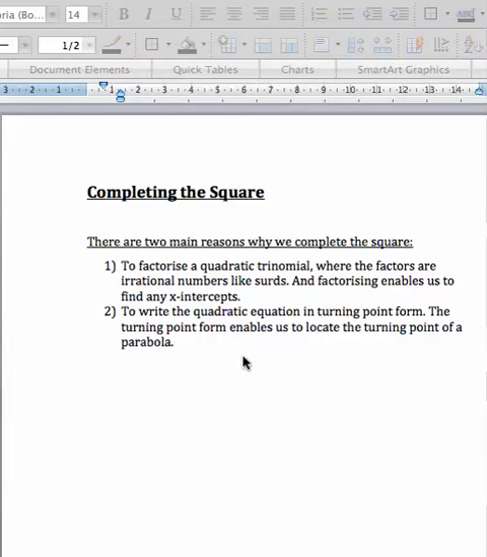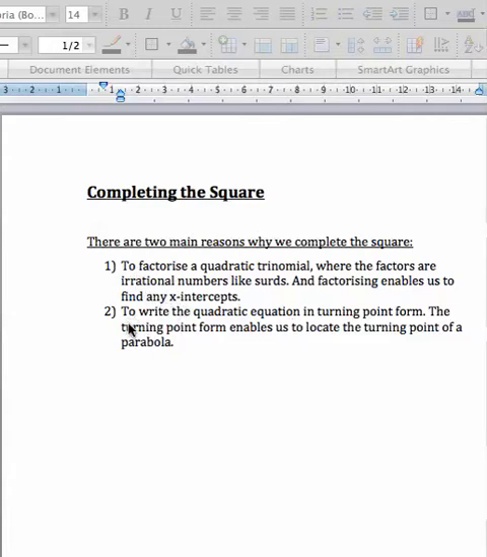The whole point of completing the square is these two main reasons. If you want to write them down, it'll be useful because we'll be coming back to this when drawing parabolas. The first reason why we complete the square is to factorize a quadratic trinomial where the factors are irrational numbers like surds. And of course, factorizing enables us to find any x-intercepts. The first point will make more sense when we do an example.